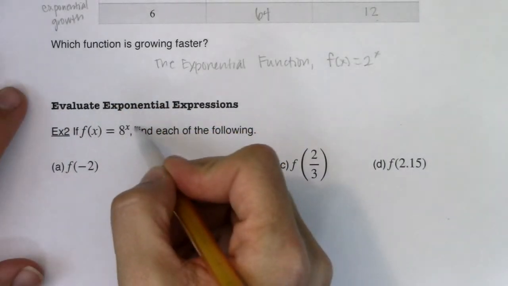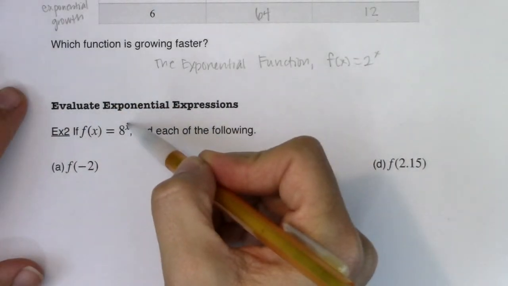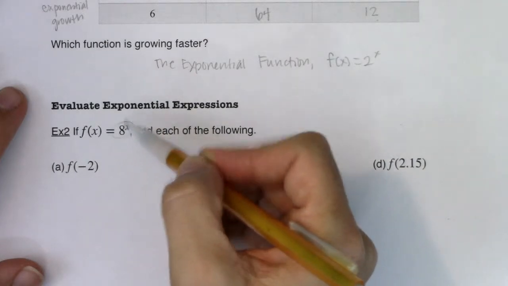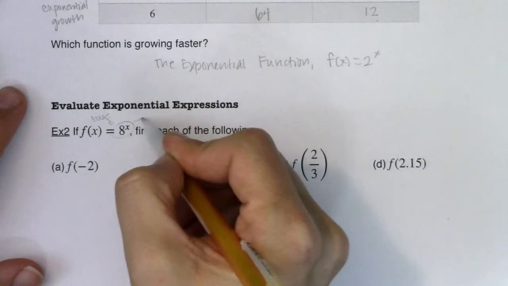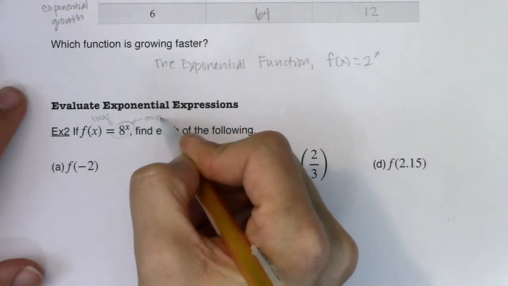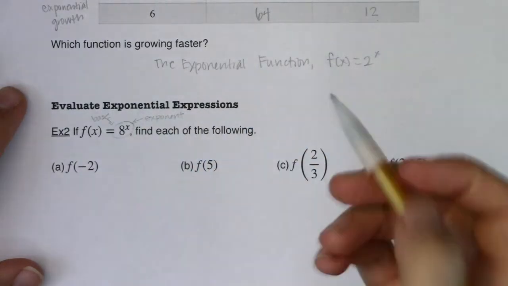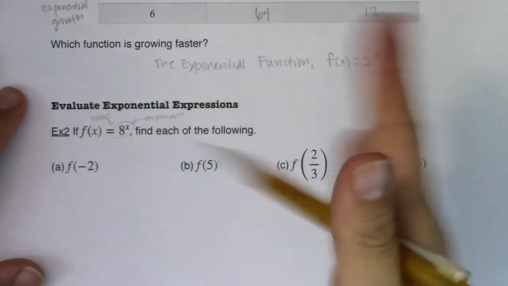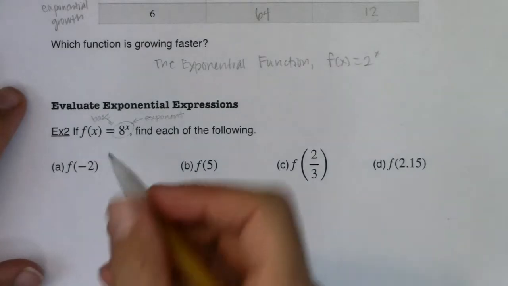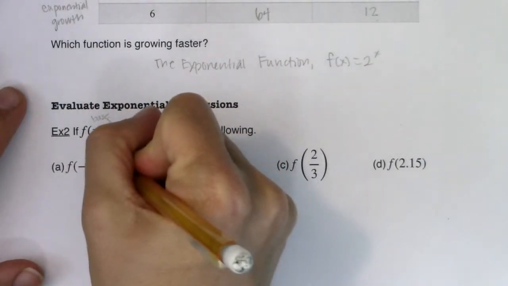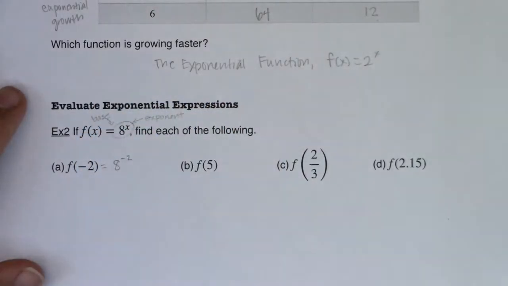If f of x is 8 to the x, you do have an exponential function because you have a power here, all right? The base is 8, but the exponent is x. So your variable is up in the exponent. That's what makes this an exponential function, and we're going to evaluate an exponential expression. So if I want f of negative 2, that would be 8 to the negative 2 power.